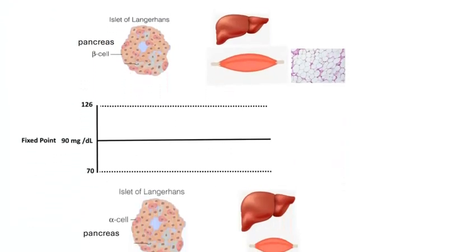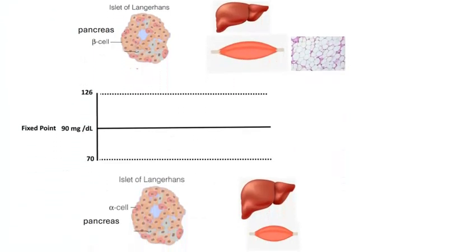So let's apply the theory of homeostasis to blood sugar regulation. The fixed point around which we regulate blood sugar is approximately 90 milligrams per deciliter, which is here and represented by the horizontal axis. In the graph that I'm going to show, if the line goes above this, we're increasing the blood sugar levels, and if we go below, then we are decreasing the blood sugar levels.